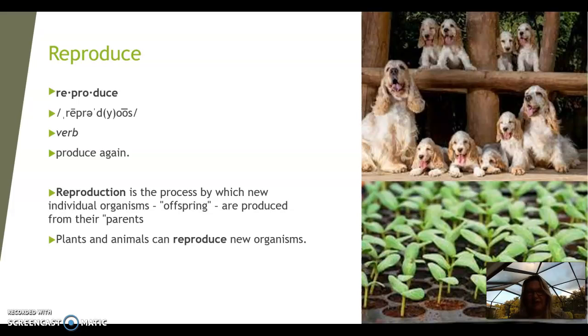Reproduce is when a plant or animal is able to generate new offspring. For example, having little plants or having baby puppies. It's when an organism is able to produce a new organism.